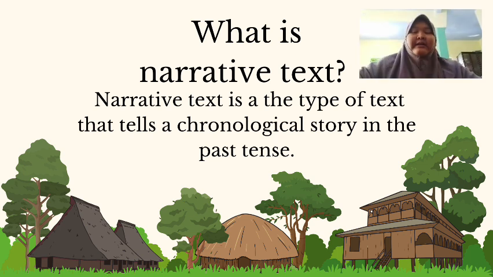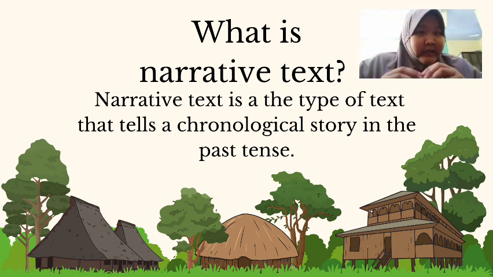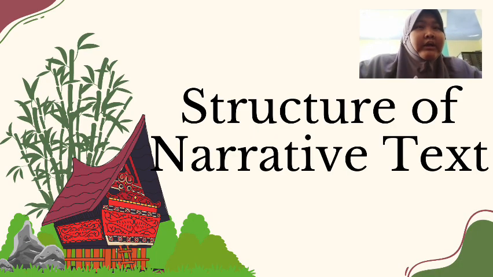Okay, narrative text is a text that tells a chronological story in the past tense. So, it basically tells about a past story. Like, do you know Malin Kundang? Yeah, it is an example of the narrative text. So the next one is the structure of the narrative text.